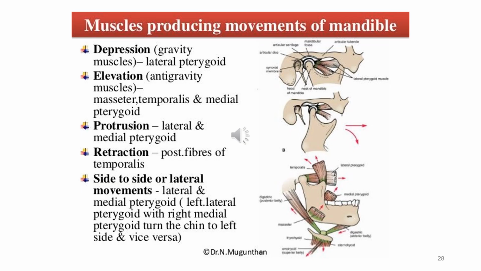Now, for side-to-side lateral movement, we need lateral and medial pterygoid to work together. So the left lateral pterygoid with the right medial pterygoid turns the chin to the left side and vice versa. Try to move your chin to the left side. Once you move it to the left side, we call the left side the working side. How does that happen? The left lateral pterygoid contracts and the right medial pterygoid contracts. This contraction moves the mandible to the left side.